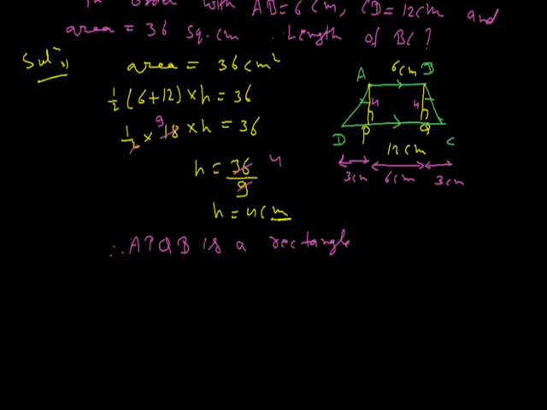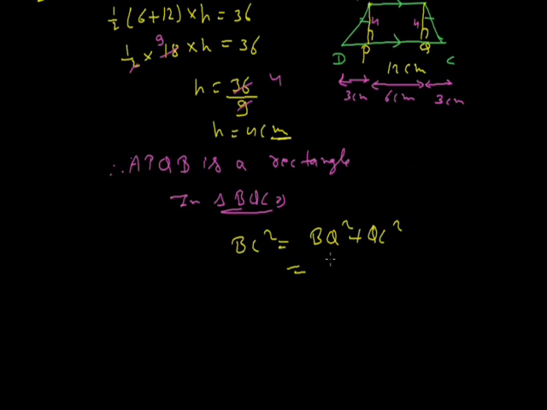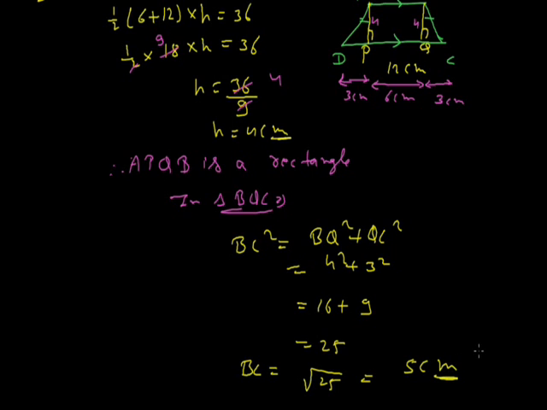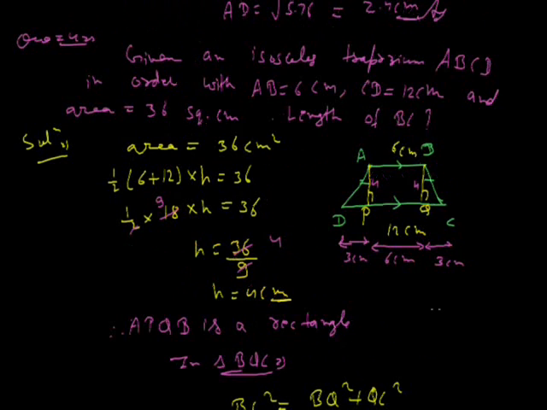So now by the use of Pythagoras theorem we can easily get the value of BC. So in triangle BQC we can use Pythagoras theorem. So BC square is equals to BQ square plus QC square. The length of BQ is 4 centimeter. So 4 square plus QC is 3 centimeter, 3 square. 4 square is 16, 3 square is 9, is equals to 25. So BC is equals to square root of 25. It will be equals to 5 centimeter.